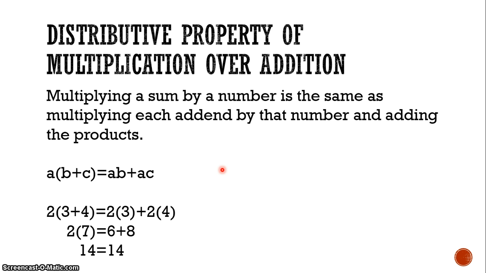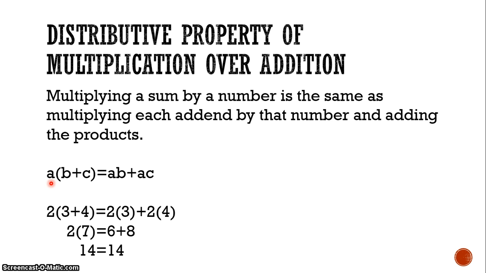All right, last two. We have the distributive property of multiplication over addition. Multiplying a sum by a number is the same as multiplying each addend by that number and adding the products. A lot of fancy words. Let's see how it actually works and it will make sense.